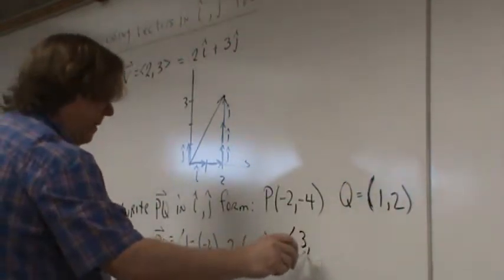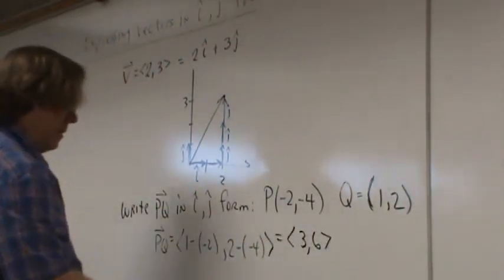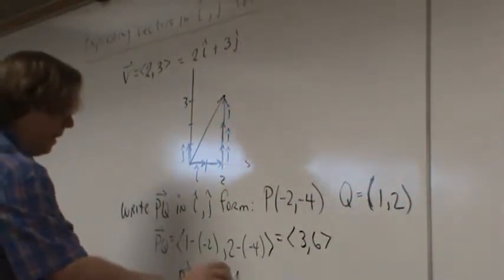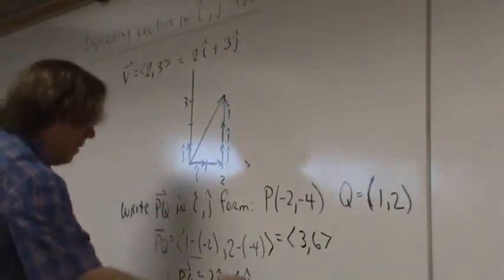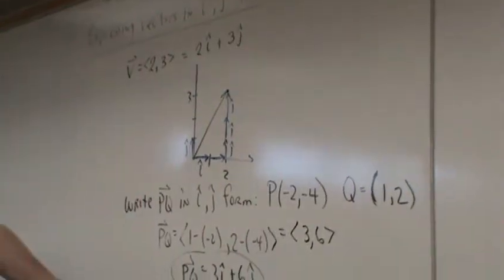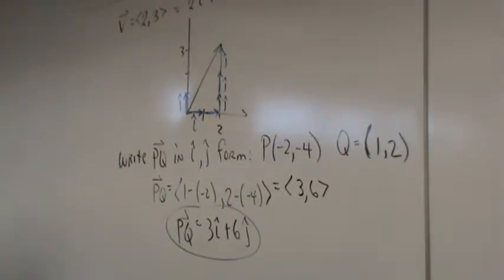What is that, 3, 6? Okay. So that's it. How many people are getting 3i plus 6j? Or did I mess it up? So I'm good? Okay, so that's it.